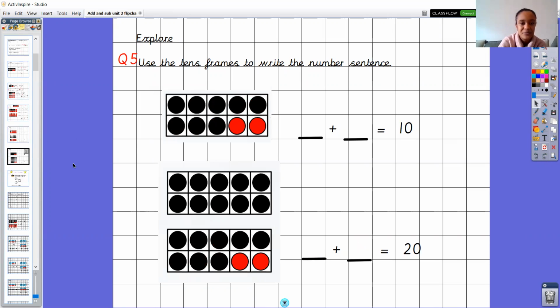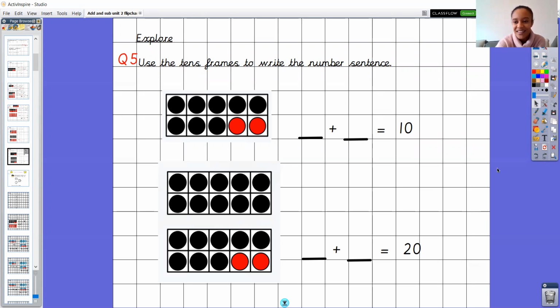Okay, right, there's one more question to have a go at. Question 5. Again, it says use the tens frames to write the numbers, and it's exactly the same as the last one. I wonder if you can use your first number sentence, your number bond to 10, to help you with your number bond to 20. So you should have 2 number sentences written down. So pause the video and have a go and see if you can get those 2 number sentences.